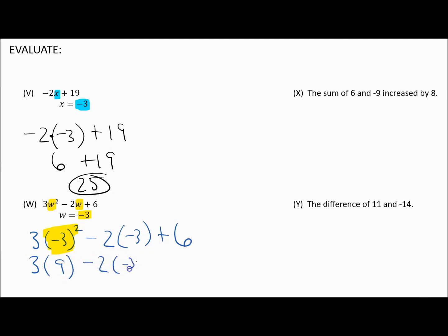And I'm recopying the rest of the problem. Now I have to multiply, right? I can't add and subtract. I have to do any multiplication. And there are 2 different sets of multiplication we have to handle.